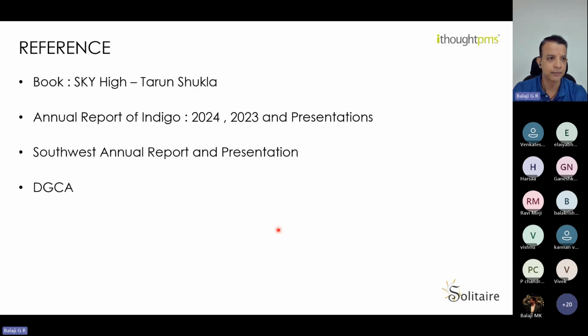With that reference, broadly, we have used a lot of annual reports of Indigo and Southwest to refer back, both India level and global. The book, as I told, Sky High, one book recently got published on the Indigo story. And finally, the DGCA, where you get regular updates and statistical data on the entire aviation business.